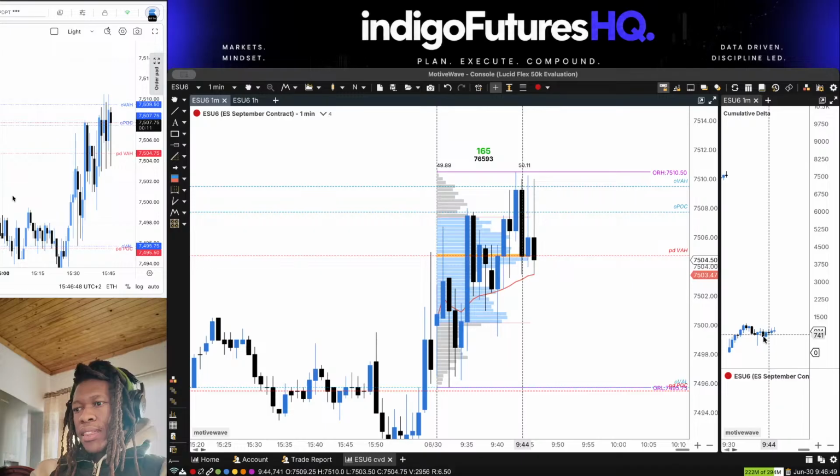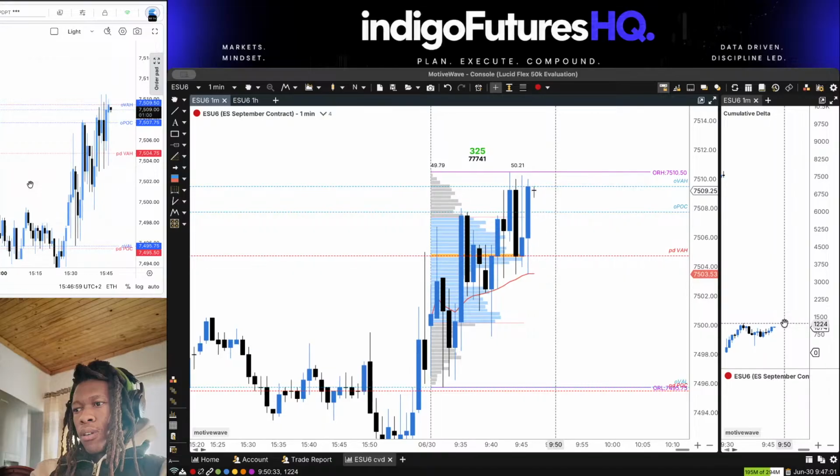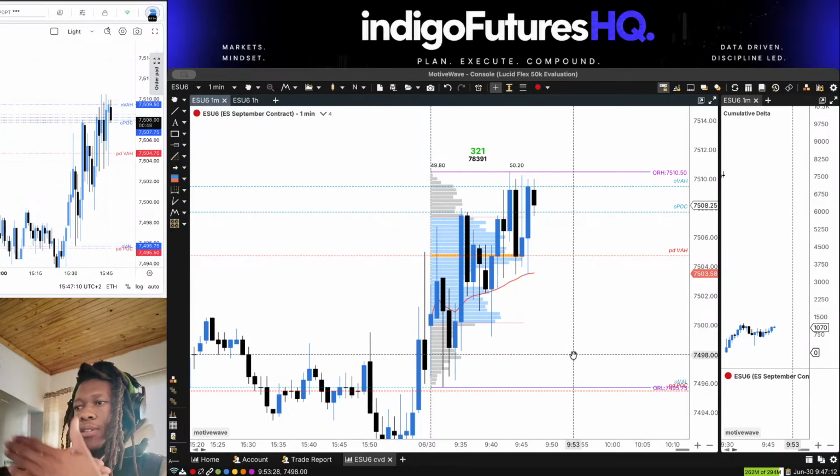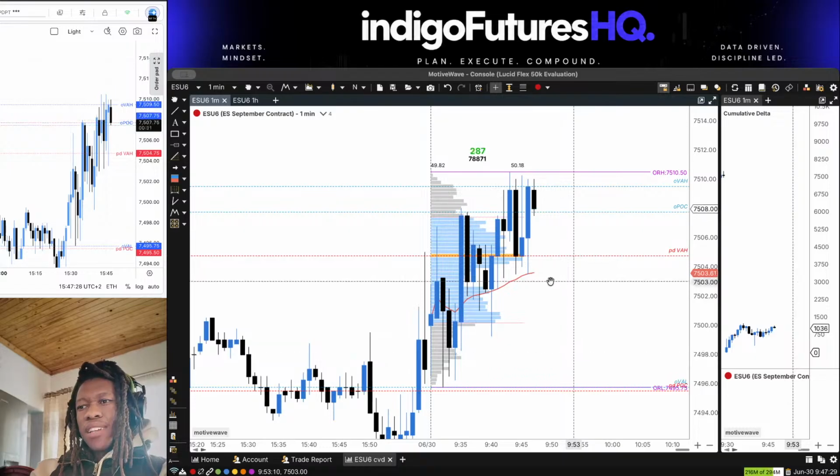Also, just looking at the CVD, there's no real intent just yet. If we see a really strong break, maybe a break above 1204 on the CVD, maybe 1224, then I'll be like, okay, cool, we have buying pressure. But right now, it kind of feels like they're hitting a wall. I also don't want to short it just yet.